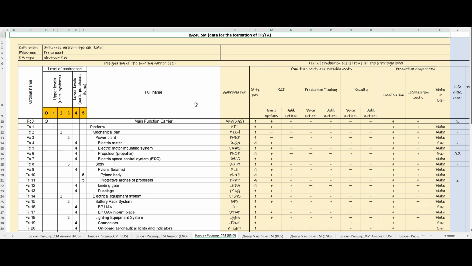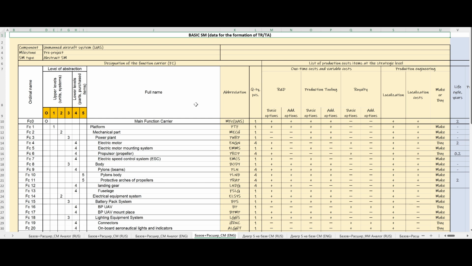In this case, all the information that we have based on the results of passing 6 stages has been entered, and the level of abstraction of consideration, as mentioned earlier, is the highest, i.e. in fact we consider the unmanned aircraft system at the level of formation of technical requirements and subsequent formation of their basis of technical assignment.